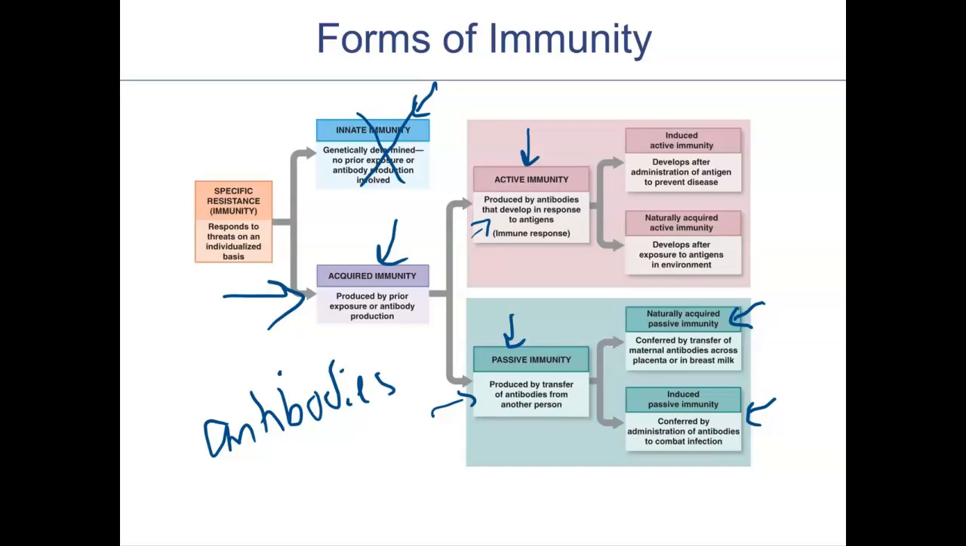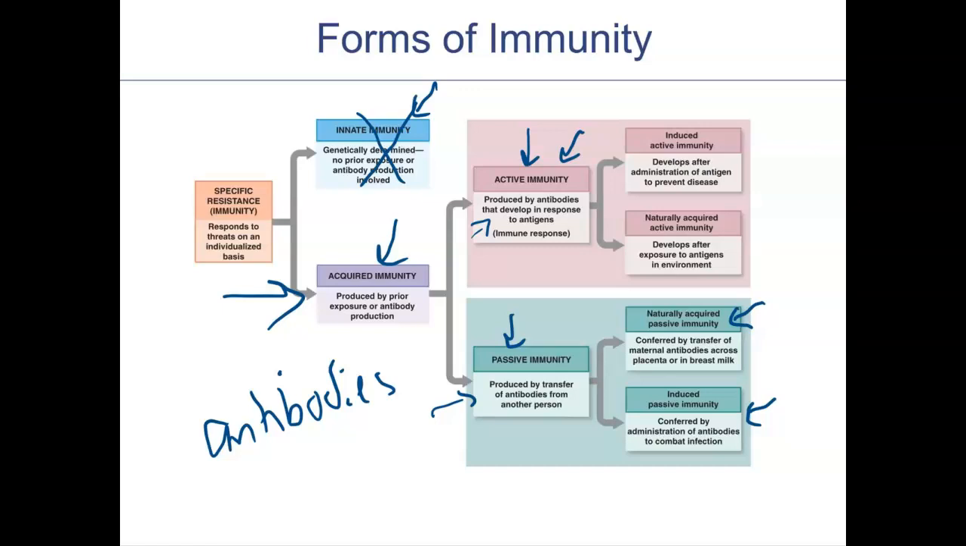If you have rabies, a lot of times with rabies, they use horse antibodies. So they can get the antibodies against rabies from a horse and inject it into you to help slow it down. So again, in passive, you're not making the antibodies, they're given to you. In active, you gotta make them.